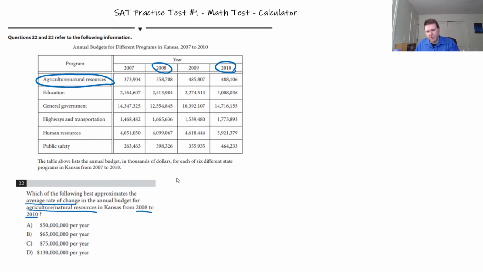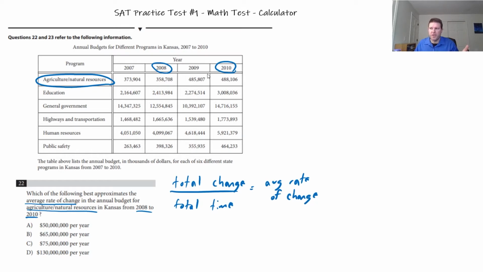The average rate of change formula is simply just the total amount of change divided by the total amount of time it takes for that change to occur. That's the average rate of change. And then if you think about amount of change, think about what you should be doing with the numbers, okay? If it goes from 358,708 up to 488,106, the amount of change would be subtracting those, right? So 488,106 minus 358,708 divided by, technically it's like 2010 minus 2008.